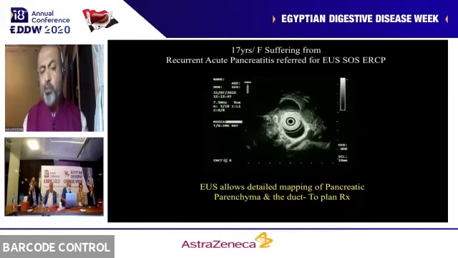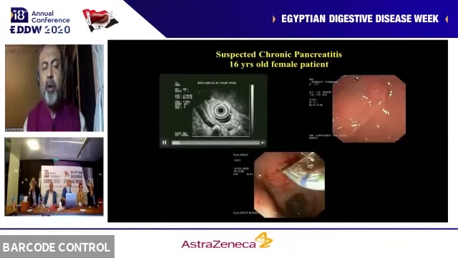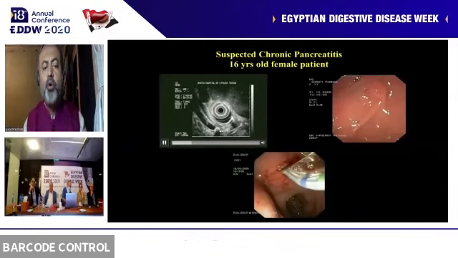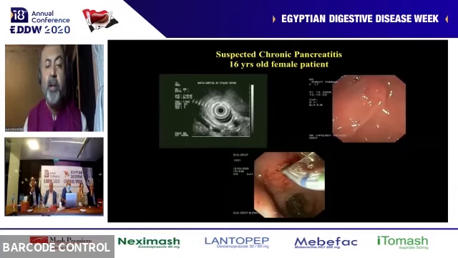I'm going to skip this slide. I'm going to skip this slide also, but this is the classic protocol in my unit where we do EUS mapping: pancreatic duct, stone here, bile duct, gallbladder, the same sedation, and the patient goes for endotherapy, ductal clearance, and end of the story.